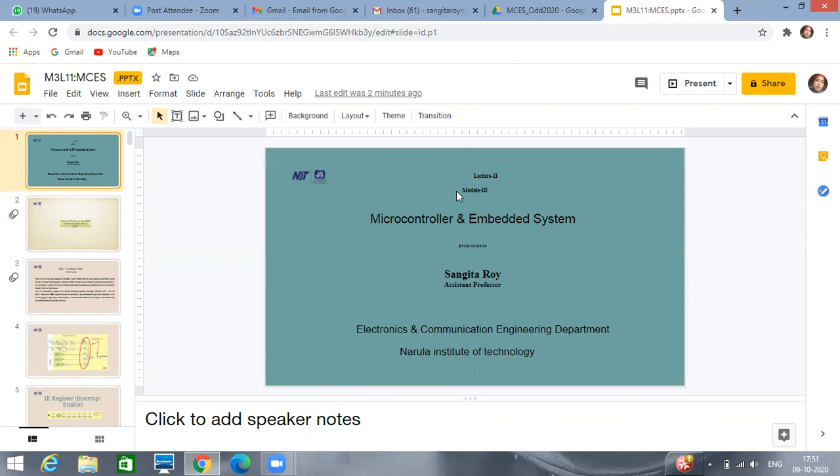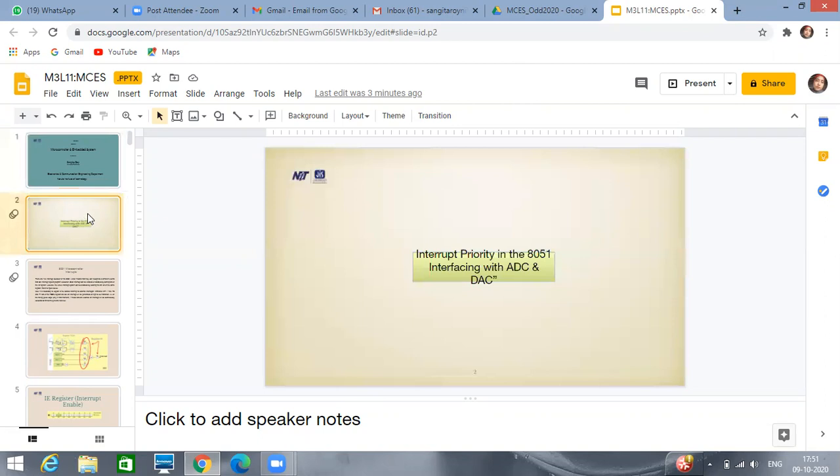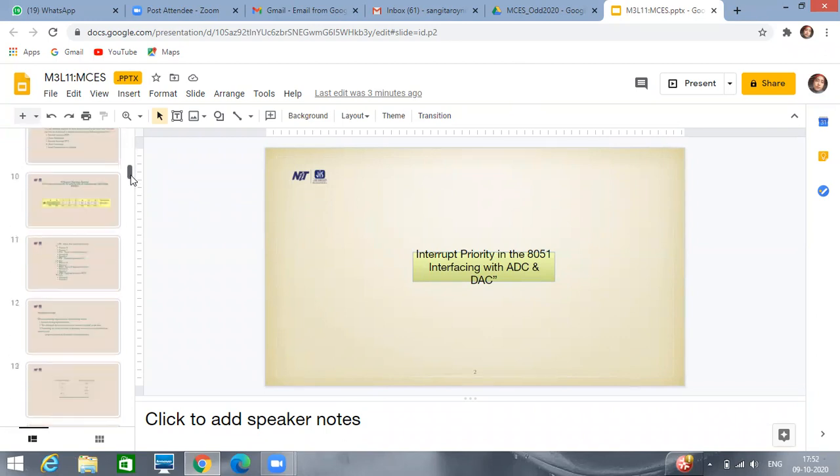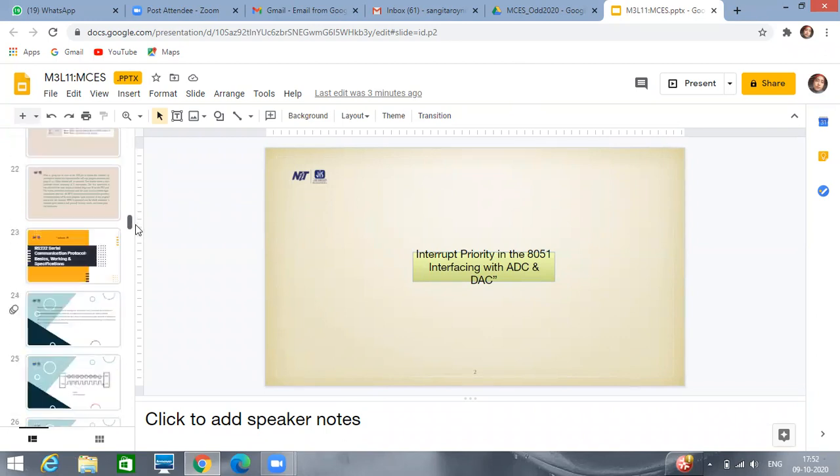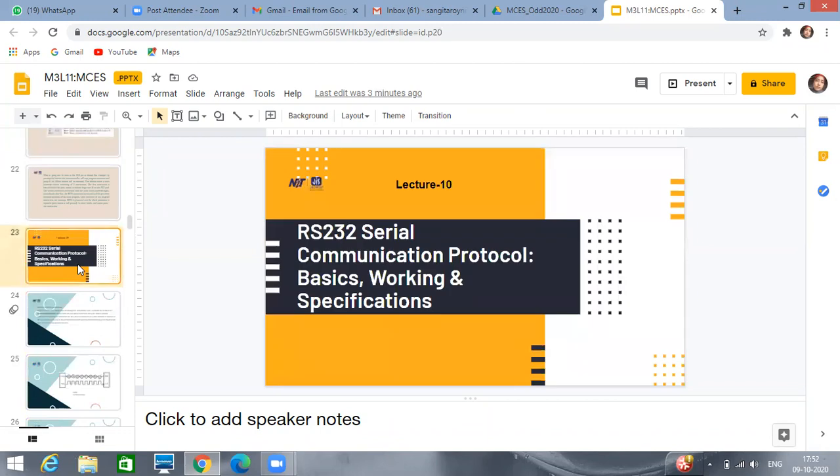It is the last lecture of this Module 3, Lecture 11. Microcontroller Embedded System, Shongita Roy, Assistant Professor, Electronics and Communication Engineering Department, Narula Institute of Technology. In the last two classes, we continued interrupt priority, then RS-232 Serial Communication Protocol basics, working and specification.